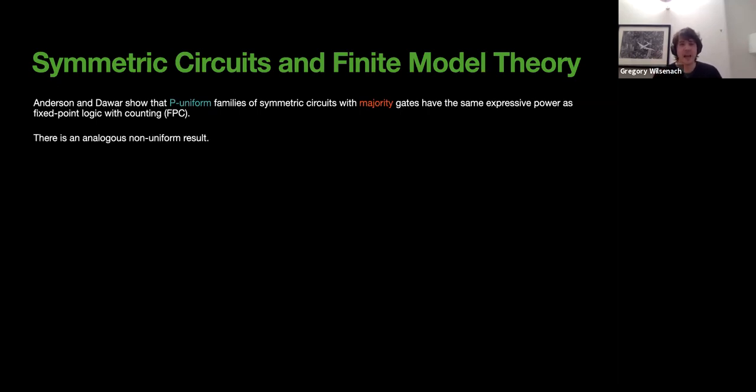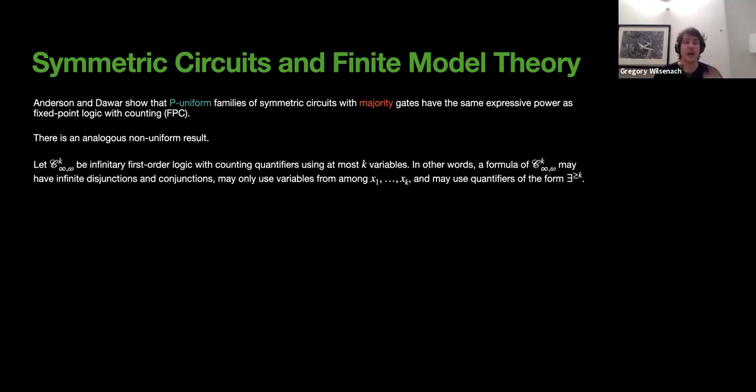A really interesting logic. And there's an analogous non-uniform result. So you can drop the uniformity condition, and you can look at a non-uniform analog of FPC. And I need to introduce that slightly more formally. So let C^k_{∞ω} be infinitary first-order logic with counting quantifiers using at most k variables. So let me say what that means. In other words, formulas of C^k_{∞ω} can have infinite disjunctions and conjunctions. You can only use variables from x1 through xk. And you can have these things called counting quantifiers, which look like this: there exists greater than or equal to k, and then you bind a particular variable x. And the semantics is what you might expect, which is that there are at least k x's satisfying this formula, or at least k assignments to x that satisfy this formula, right? So this is what this logic is.